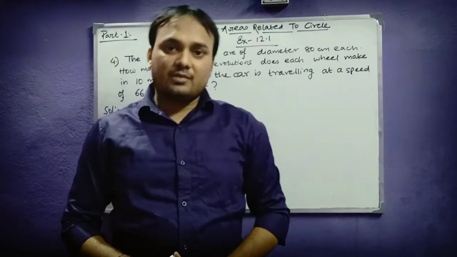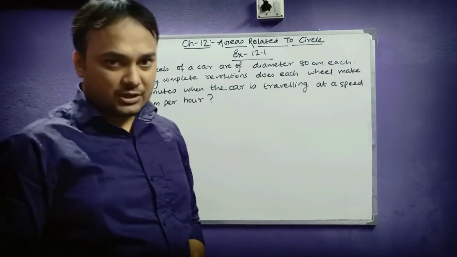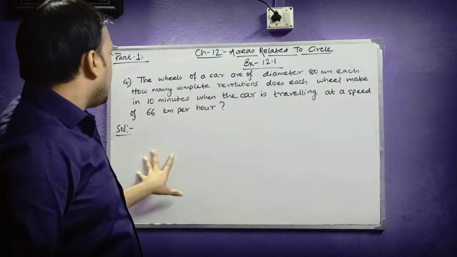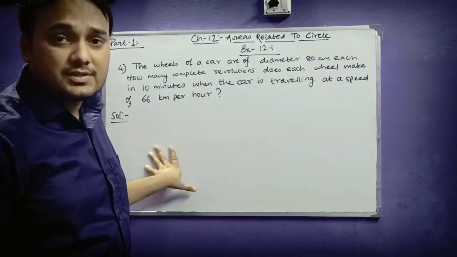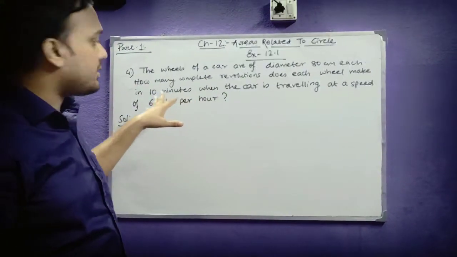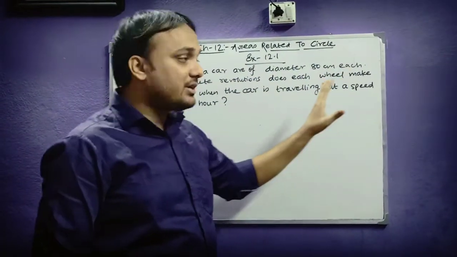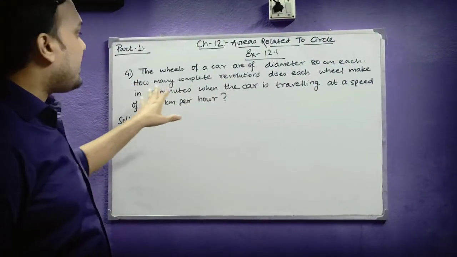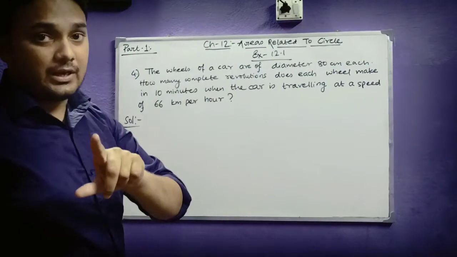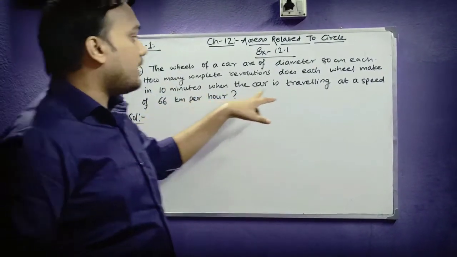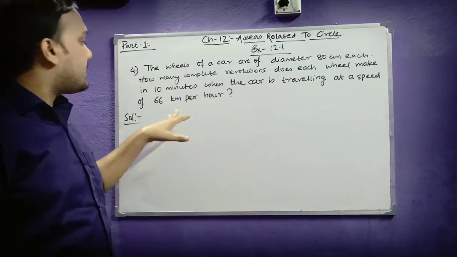Our next question, question number 4. Let us move to question number 4, students. Here we are asked to find the number of revolutions actually. Let me read out the question here. The wheels of a car are of diameter 80 centimeter each. How many complete revolutions does each wheel, remember it's asking about each wheel, make in 10 minutes when the car is traveling at a speed of 66 km per hour.